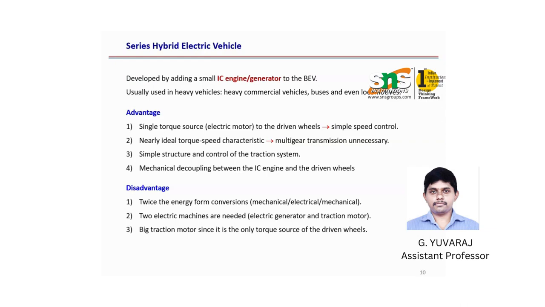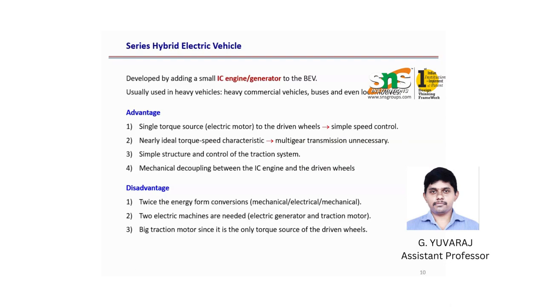Now coming to the hybrid electric vehicle, it is the combination of an IC engine along with a battery, and it can be used for heavy vehicles, and also buses and even locomotives use this kind of hybrid electric vehicle. Here the major advantage is a single torque source to the driven wheels, and it has ideal torque characteristics, and also a simple structure in control of traction. Along with that, there is a mechanical decoupling between the IC engine and the driven wheels. These are the major advantages.